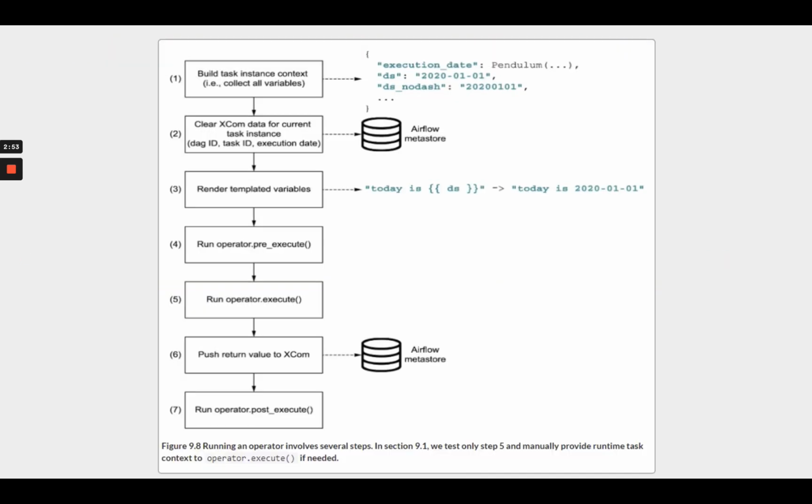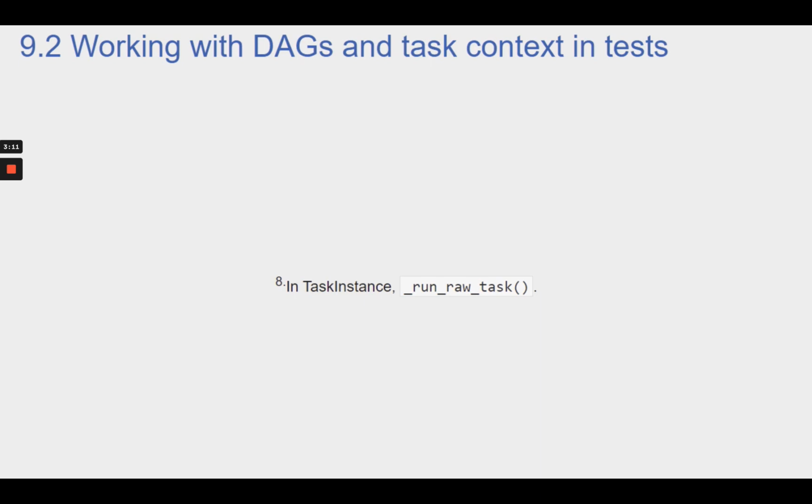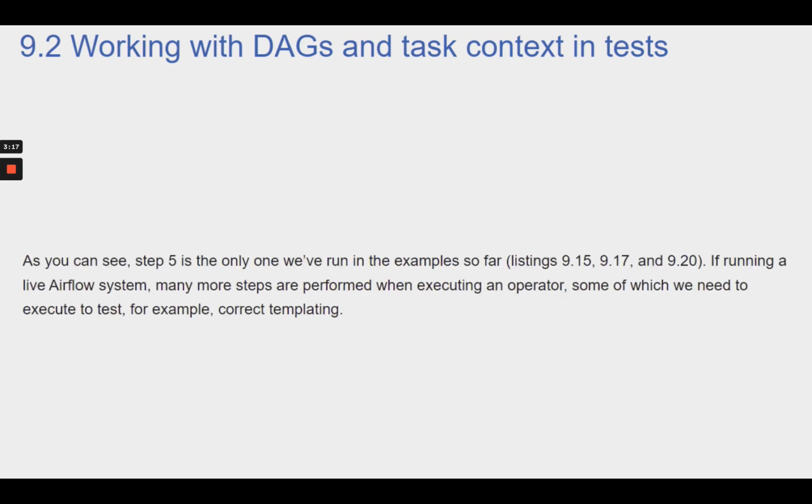In these cases, we would like to run the operator in a more realistic scenario, as if Airflow were to actually run a task in a live system and thus create a task instance context, template all variables, and so on. Figure 9.8 shows the steps that are performed when a task is executed in Airflow. Footnote 8. In task instance _run_raw_task. As you can see, step 5 is the only one we've run in the examples so far, listings 9.15, 9.17, and 9.20. If running a live Airflow system, many more steps are performed when executing an operator, some of which we need to execute to test, for example, correct templating.